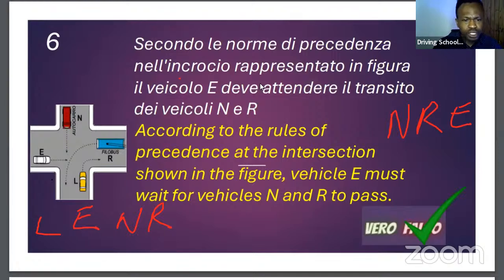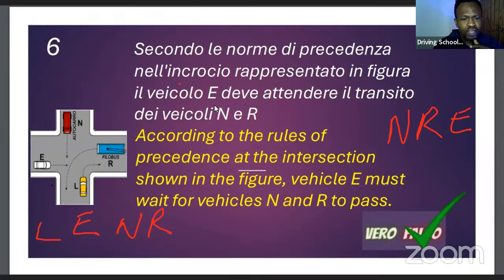Secondo le norme di precedenza nell'incrocio rappresentato in figura, il veicolo E deve attendere il transito del veicolo NR. No, veicolo E passa prima del veicolo NR. You understand? So it is vehicle E that will pass before vehicle NR. Ma dopo il veicolo L, which means after vehicle L must have passed the intersection, that is when vehicle E will now pass before vehicle N and R. You understand? So in that case, the answer will be vero. But as they place it here like this, no, it is not correct. The answer is falso. Question number 7.